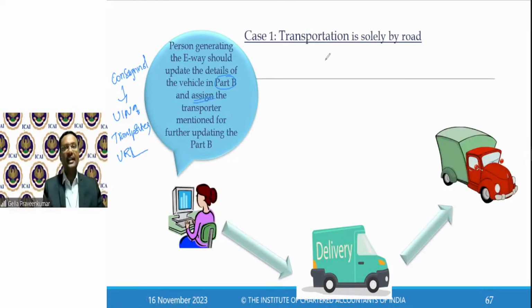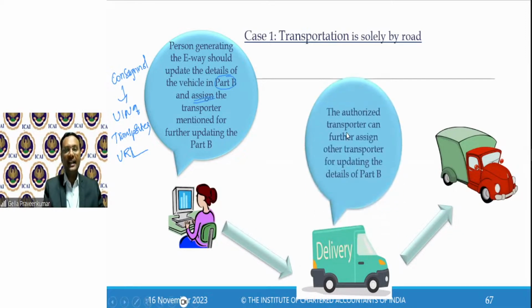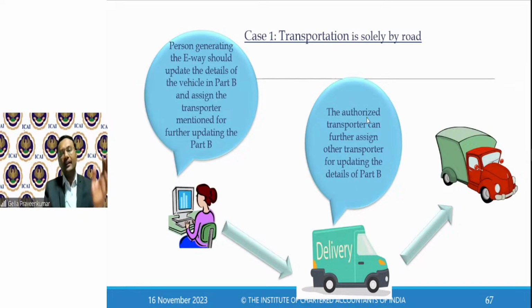So what does VRL need to do? Whenever there is a movement, this particular VRL, the authorized transporter, can further assign another transporter for updating Part B. So here we need to understand that whatever is assigned to VRL, VRL has a choice to update one vehicle to another vehicle.